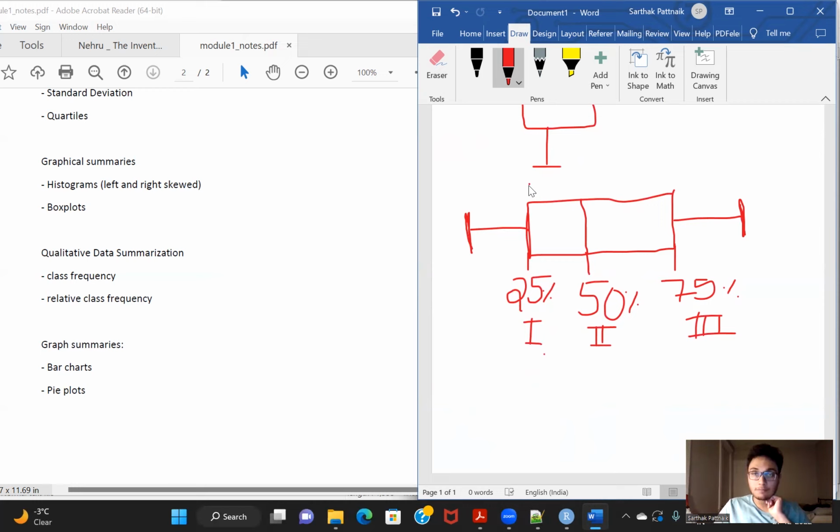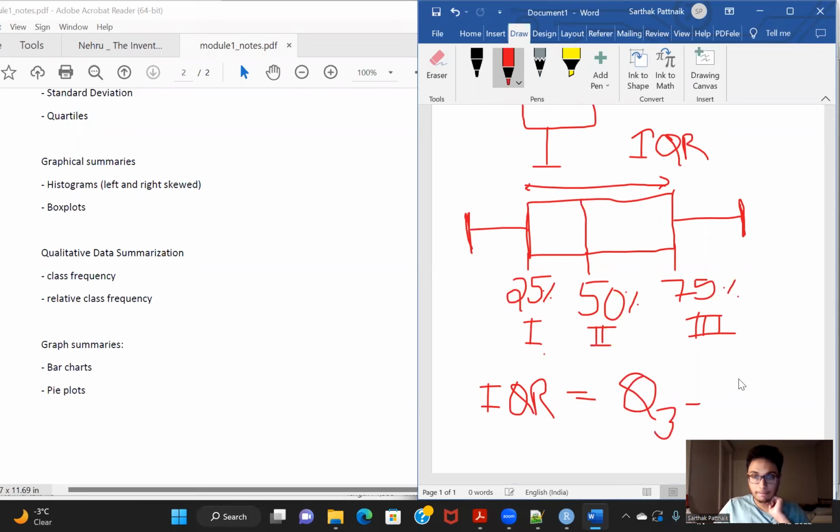Now, this particular distance from the first quartile to the third quartile is called IQR, or interquartile range. So I'll write IQR is equal to Q3 minus Q1.